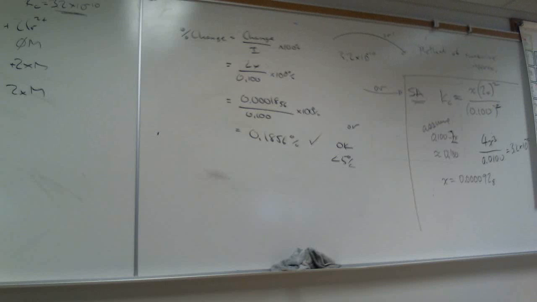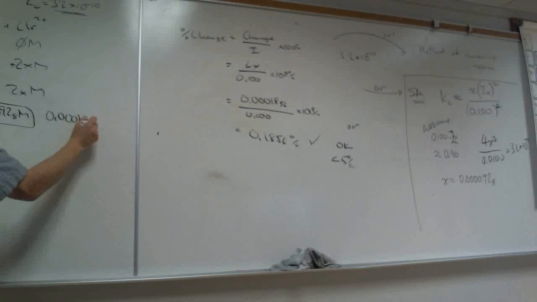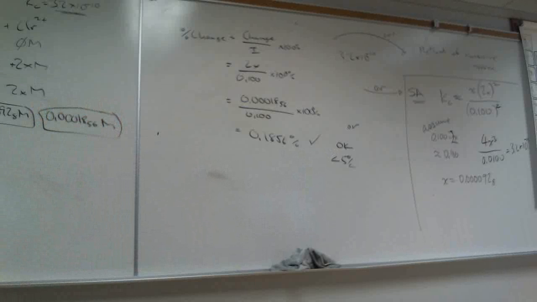And so this is going to be 0.0998815. Here I'm carrying extra. X is 0.0000928 molar, and then 2x is 0.0001856. We'll just carry 1 extra. Maybe we should have carried it over there.